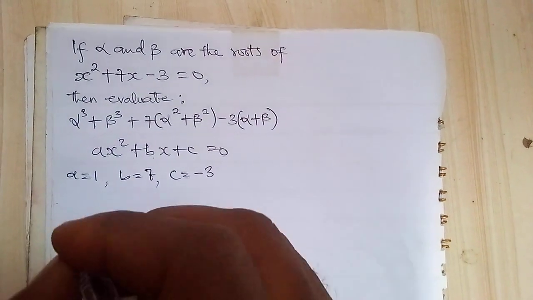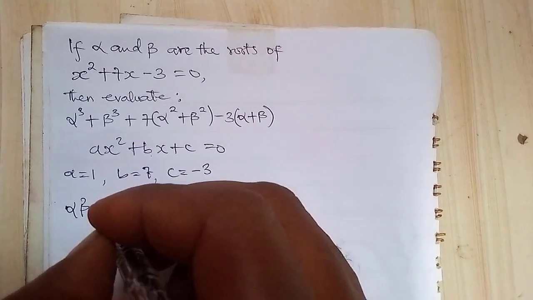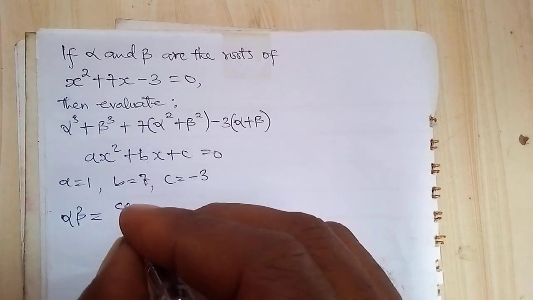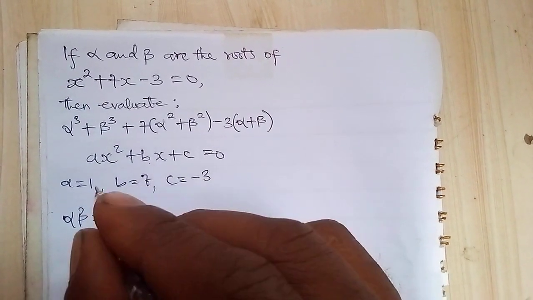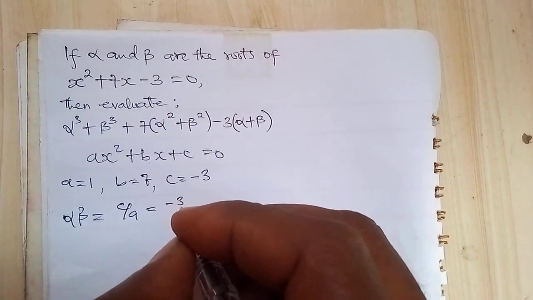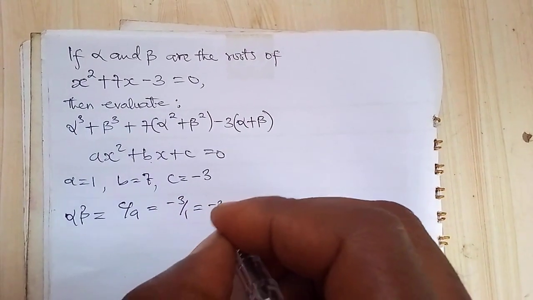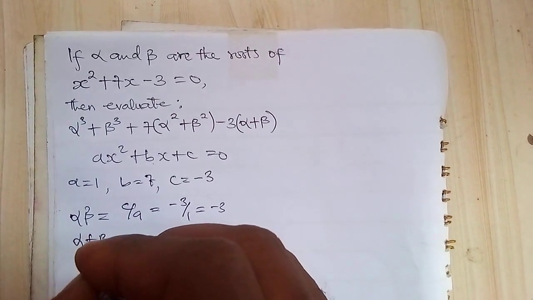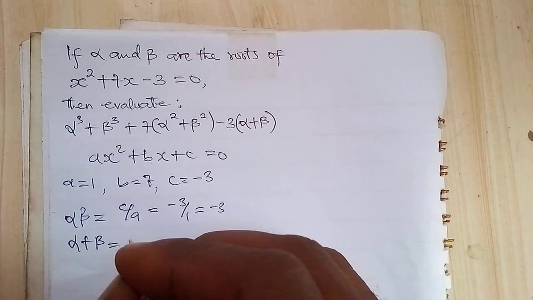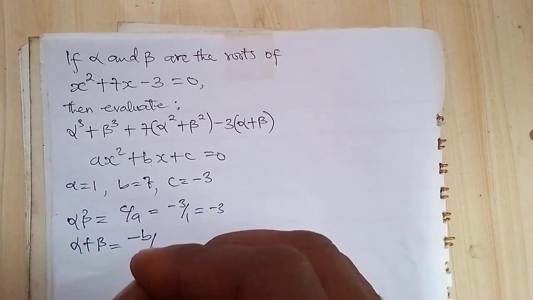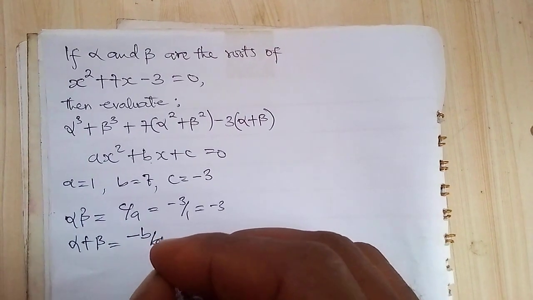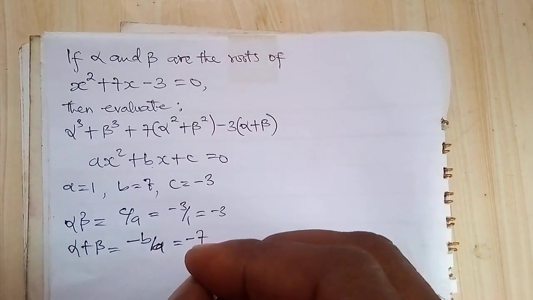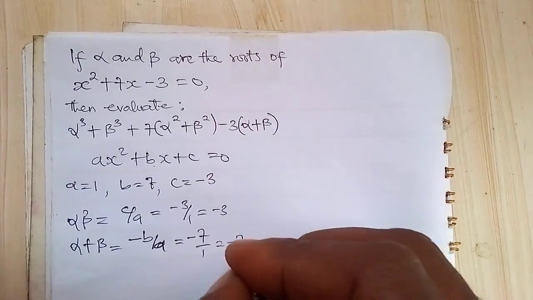And we should know that whenever we say alpha times beta, it's given as the formula c over a. And c over a is minus 3 over 1, the same thing as minus 3. Whenever we say alpha plus beta, the formula is minus b over a. And our b here is 7, so we say minus 7 over 1, the same thing as minus 7.